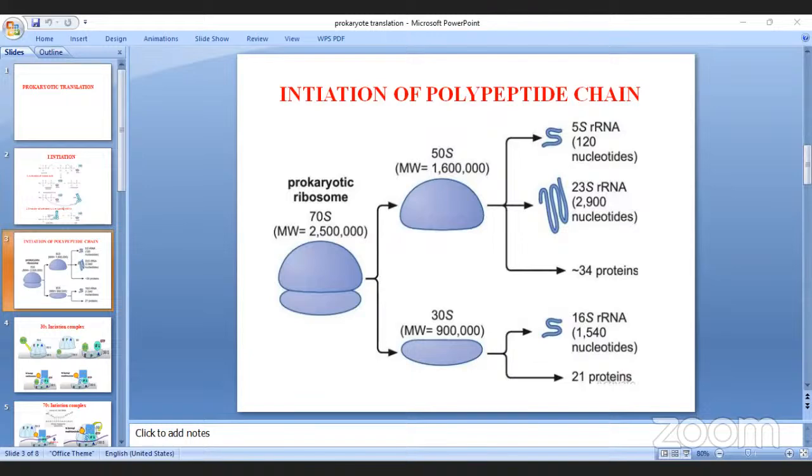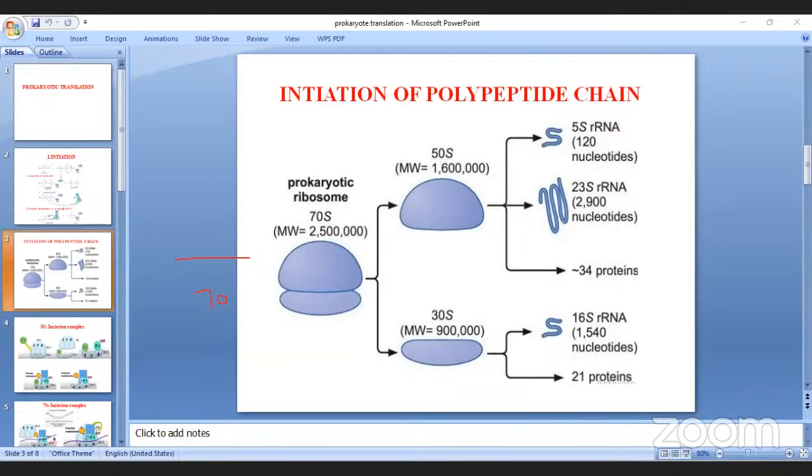Hello, yes sir, we are listening. Is the slide visible or not? The ribosome slide. No, the polypeptide chain slide is there, sir. Yes, it's visible, sir. Initiation of polypeptide chain, prokaryotic ribosome 70S. Yes, sir, it's visible. Just wait. Right? Are you following the marker? Yes, sir, red color.